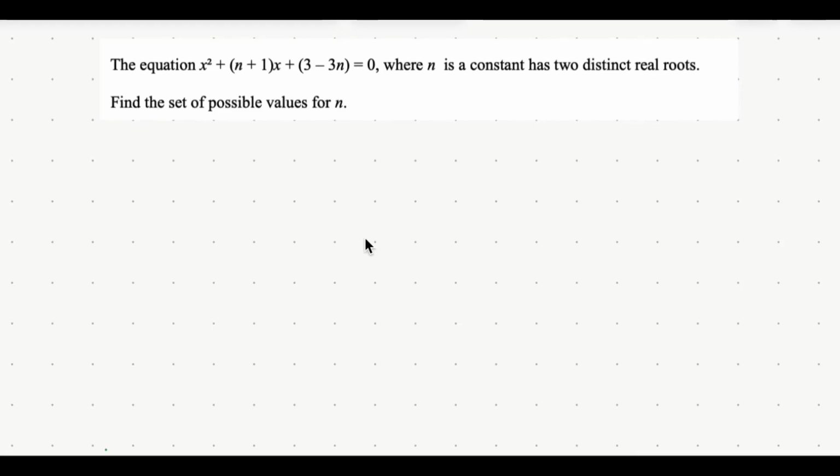In this question, we're going to have a look at a pretty difficult discriminant type question. First of all, it tells you that this quadratic has two distinct real roots. What we know about two roots is that b squared minus 4ac, the discriminant, is bigger than 0, where there are two roots.